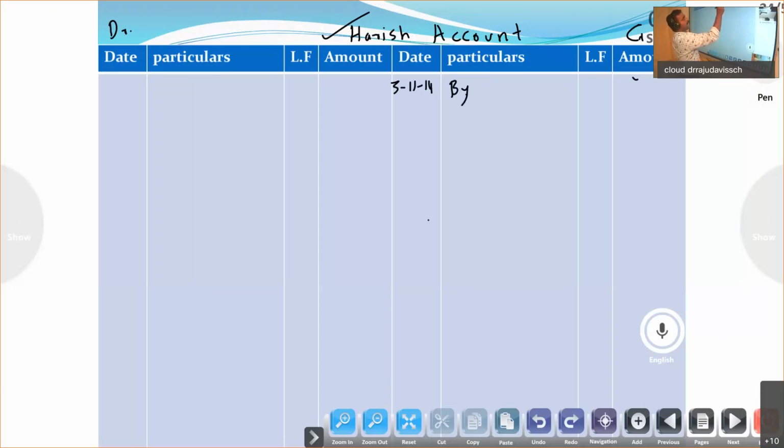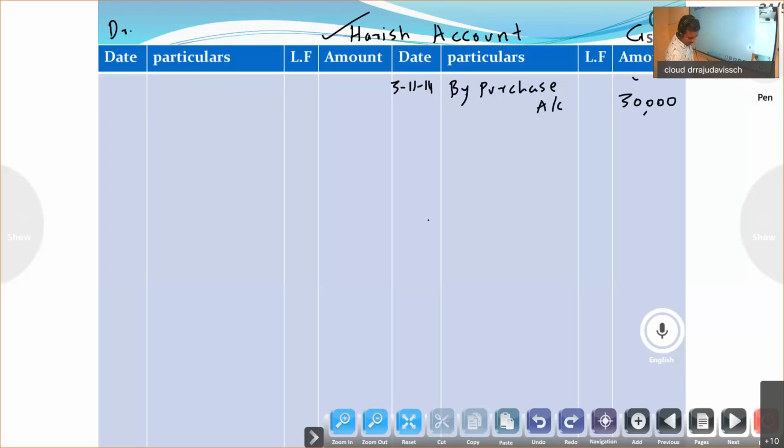by purchase account 30,000. Next, any other entry related to Harish? November 10, one entry is there. November 10, cash paid to Harish.